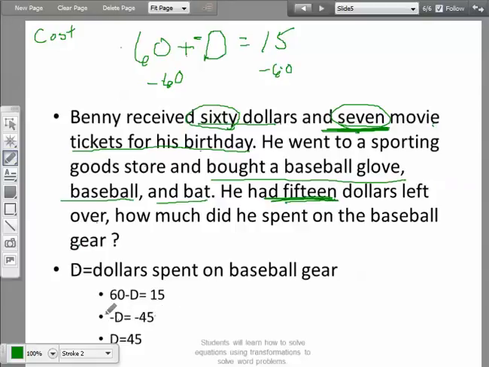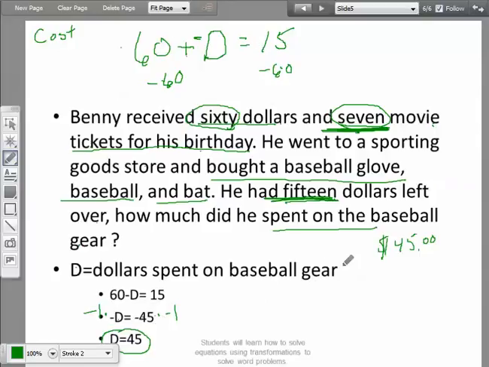What I'm going to do is I'm going to pull a little trick. I'm going to multiply times negative 1. If I multiply times negative 1, I'll get d is equal to 45. So, how much did he spend on baseball gear? $45. Okay?